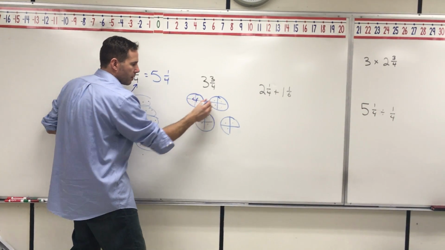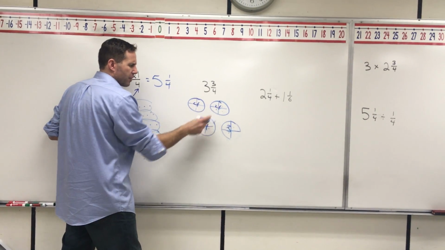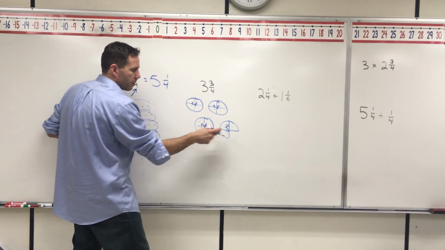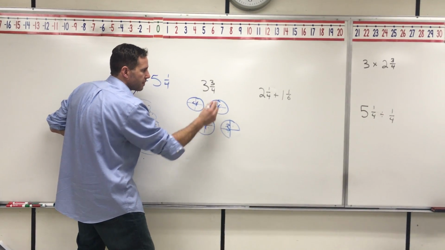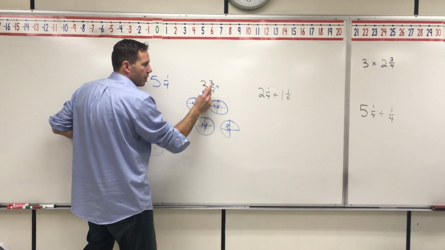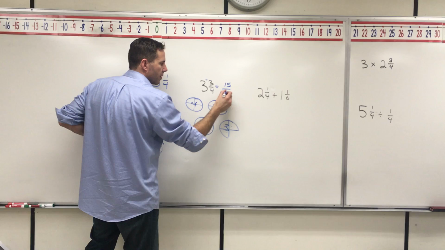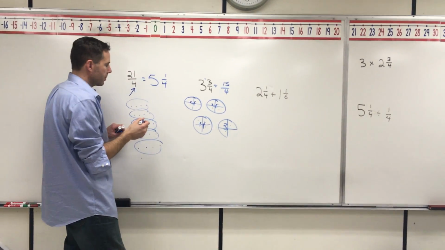So I have 4, 4, 4, and 3. 3 times 4 is 12, plus another 3 is 15. So let's check that. 3 times 4 is 12, plus this 3 right here, 15 out of 4.